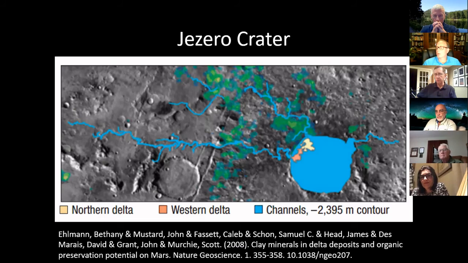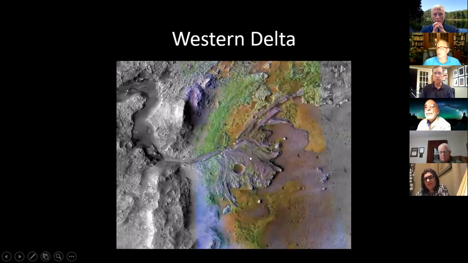We think it was active for quite a long period of time. And inside there are some delta areas where the water was flowing into the crater. And we're going to the western delta. And here's a color-coded picture of this fossilized delta. So you can see why this is so intriguing to scientists.